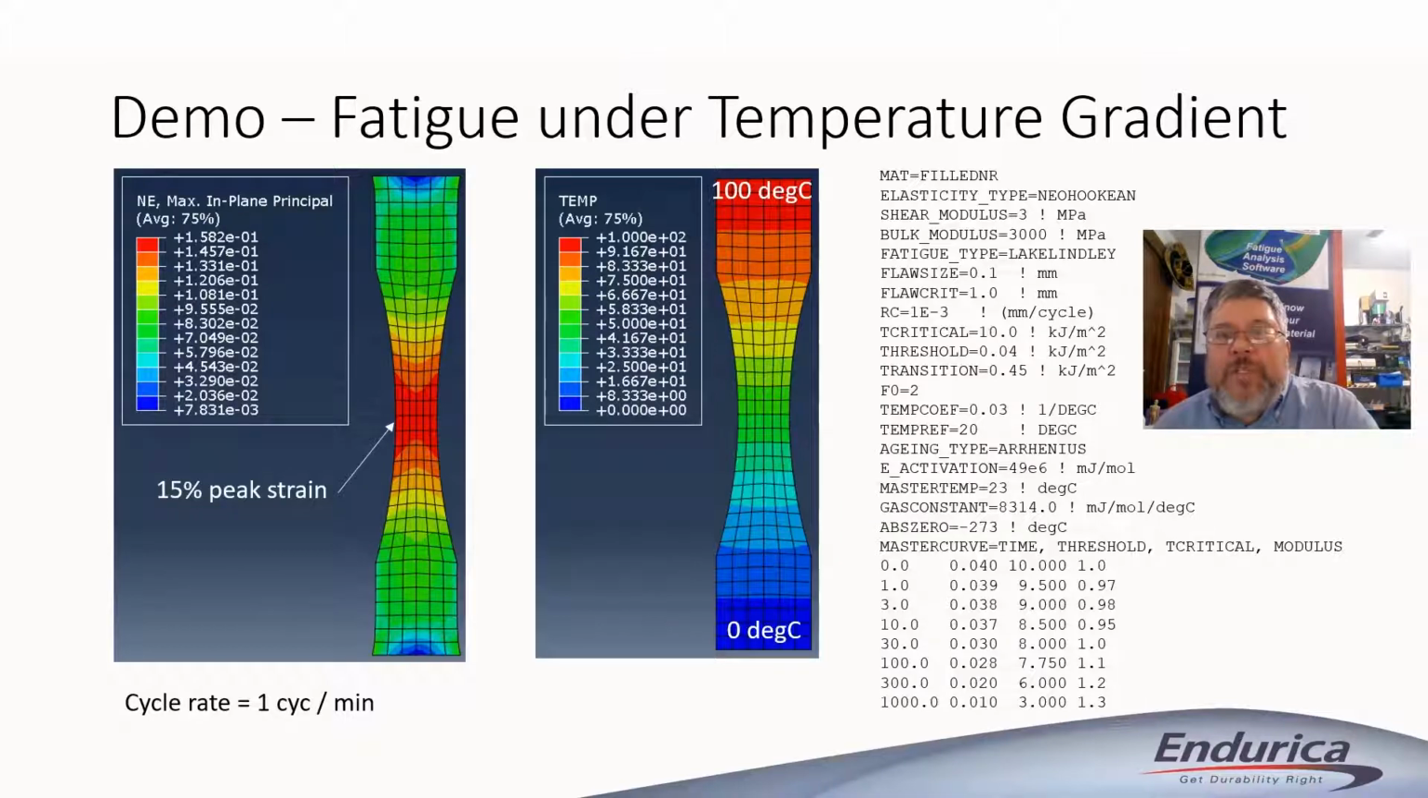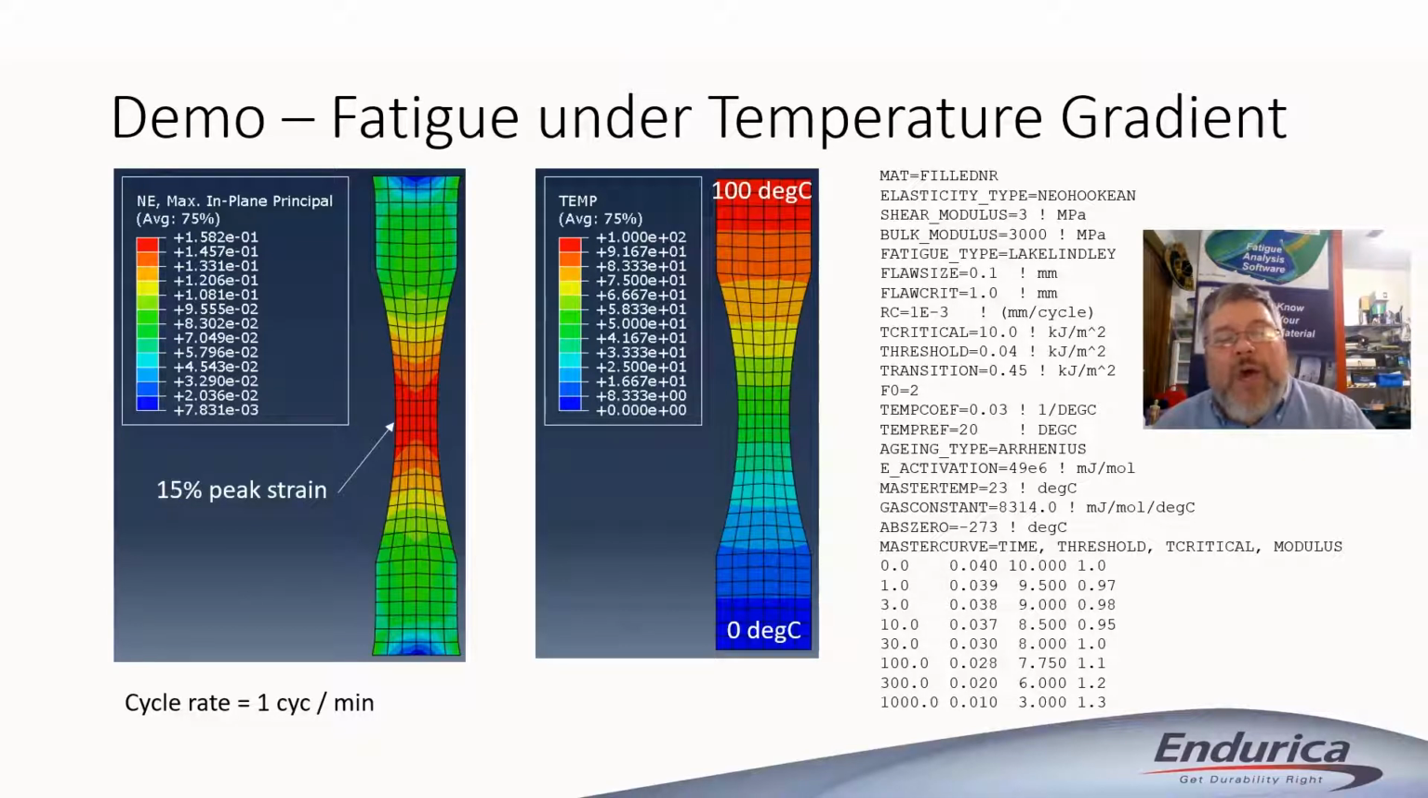The definition of the material to include the aging effect is shown in this snippet of text. This is the material definition. You can see I've got a stress strain law that's Neo-Hookean. I've got a crack growth rate law that's Lake-Lindley. And you can see the aging parameters that I've defined here, where I say the aging type is Arrhenius. We give the activation energy, we give the temperature on the master curve, and then we give the master curves in a tabular format.